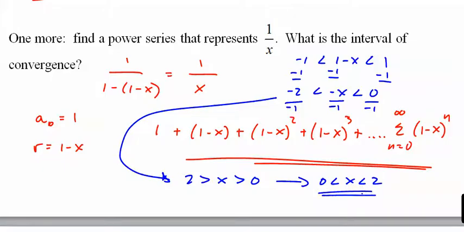Quick note on interval of convergence, if you're confused by it, don't worry about it. All it's saying is that this power series works for 1 over x when x is between 0 and 2. If it's not between 0 and 2, it probably, that's a big word, probably doesn't work. We don't have it guaranteed. We're going to spend a lot of time on that, so don't get hung up on it.